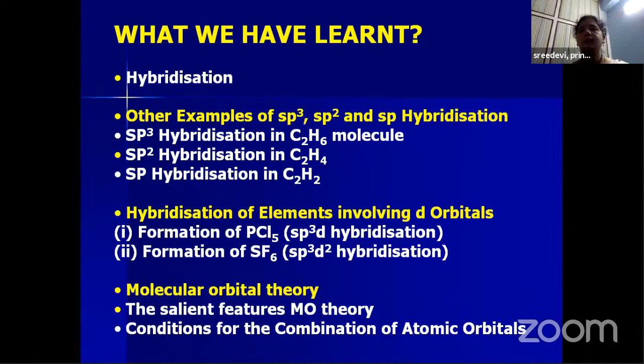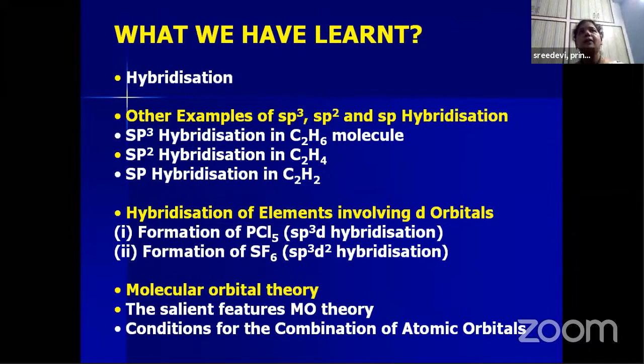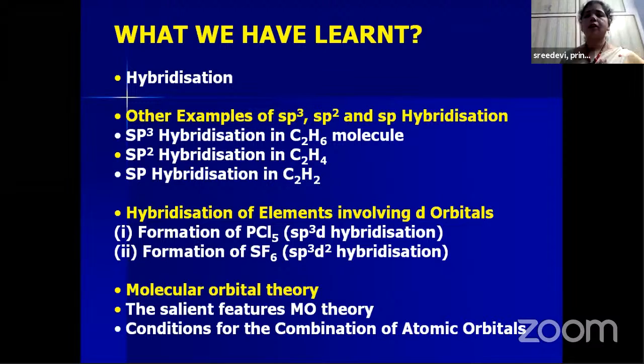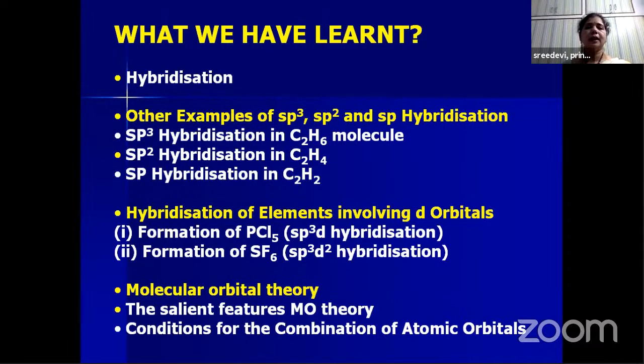Whenever degenerate orbitals are available, see, what are degenerate orbitals? Orbitals having nearly the same energy are called degenerate orbitals. Whenever degenerate orbitals are available, pairing of electrons takes place only after they are completely half filled. So that is called Hund's rule. So please learn all these rules before going to the molecular orbital theory.